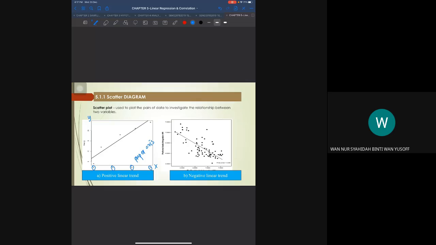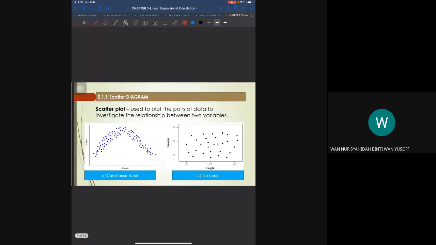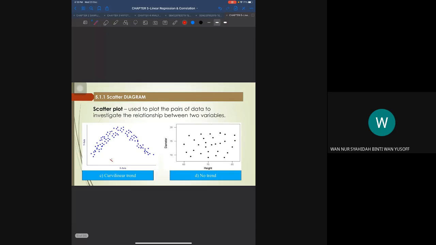The first one, positive linear. Positive means x increases, y also increases. Then you can have the negative linear trend: x increases but y decreases. Then you can have the curvilinear, ups and down: when x increases, y will go up and down, then you will have curvilinear. And sometimes there is no trend, meaning that your data is scattered. So these are the four common trends that you can write.